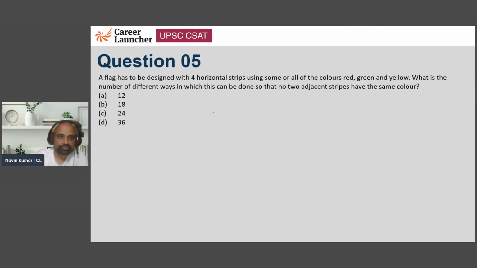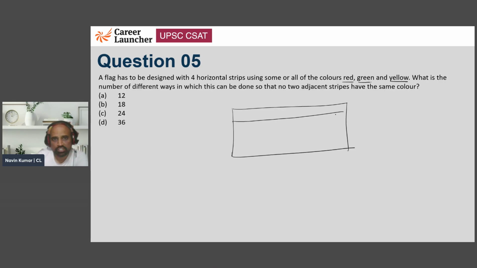Next, a flag has to be designed with 4 horizontal strips using some or all of the colors red, green, and yellow. What is the number of different ways in which this can be done so that no 2 adjacent stripes have the same color? So let's say this is the flag and it has got 4 horizontal stripes. So 1, 2, 3, 4. Now this could be either red or blue or green. So there are 3 ways.